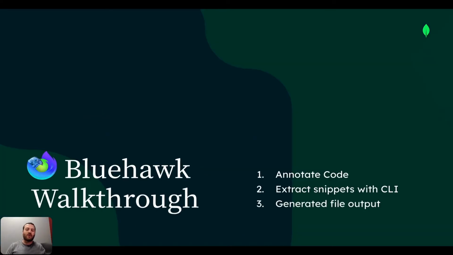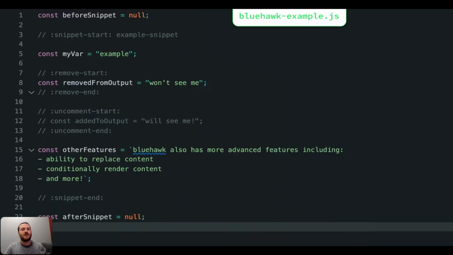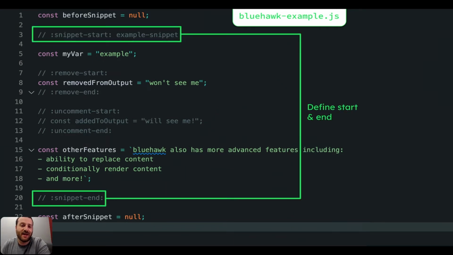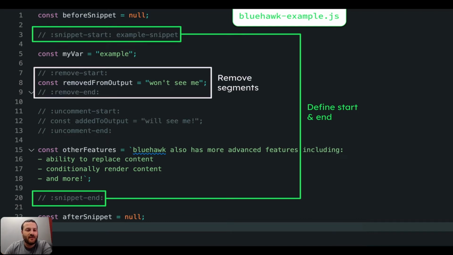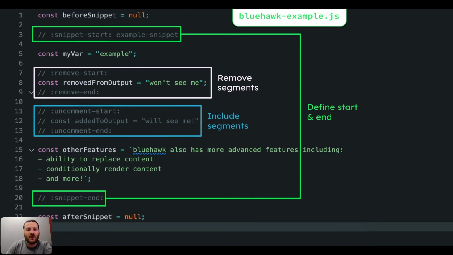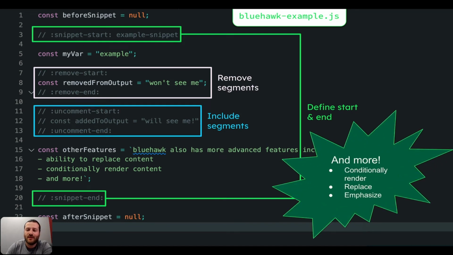Now let's take a quick walkthrough of how Bluehawk works. First, you write your code and then you annotate it with these special Bluehawk comments, which we call tags. So these two tags, snippet start and snippet end, denote the beginning and the end of a code snippet, which Bluehawk, through the CLI, will turn into a generated file. Then we have additional tags that you can use to remove bits from the source to the generated file, or uncomment stuff that was in comments. There are some additional tags as well that you can use for stuff like conditionally rendering content, replacing words, emphasizing bits.